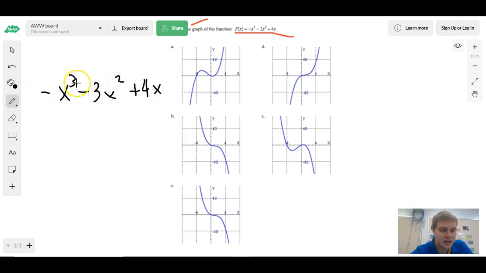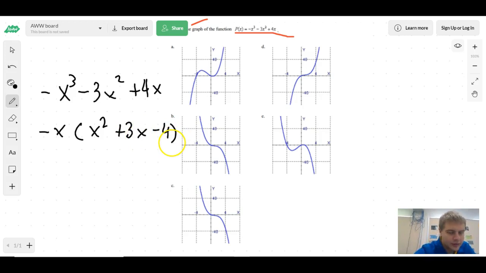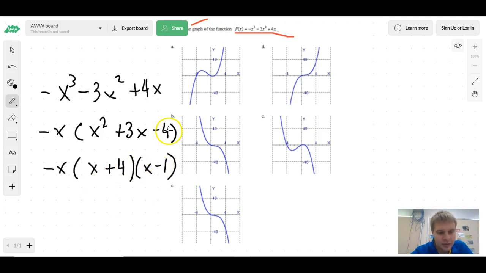You can see that they all share an x, so I'm going to factor out an x. Actually, I'm going to factor out a negative x since there's a negative in front. That gives me negative x times x squared plus 3x minus 4. And you can then see that this would factor into x plus 4 and x minus 1, because 4 times negative 1 is negative 4, and 4 plus negative 1 is 3.